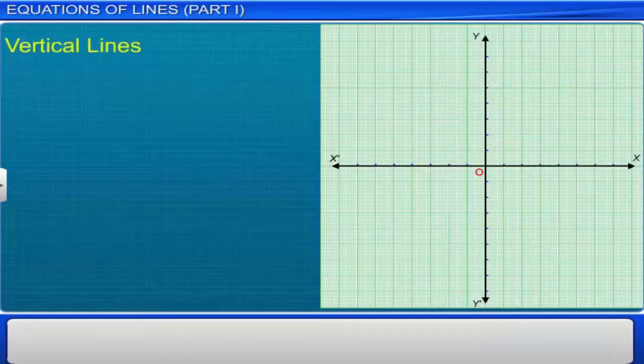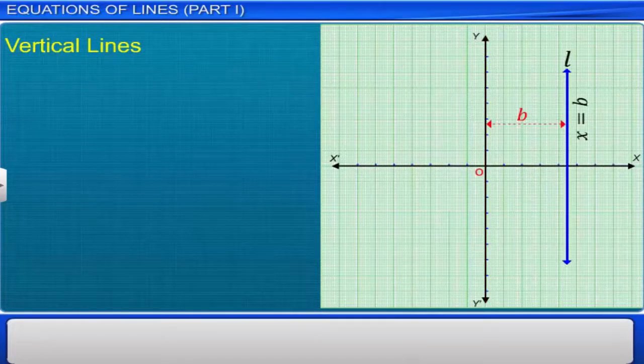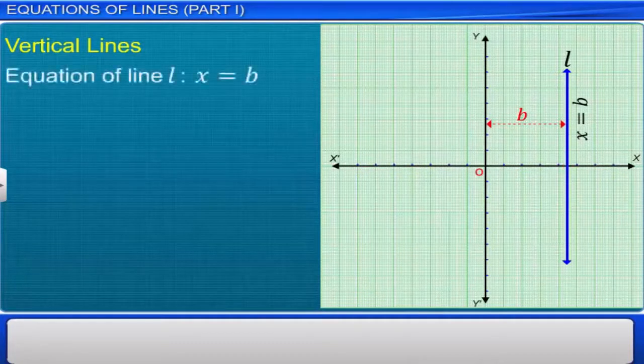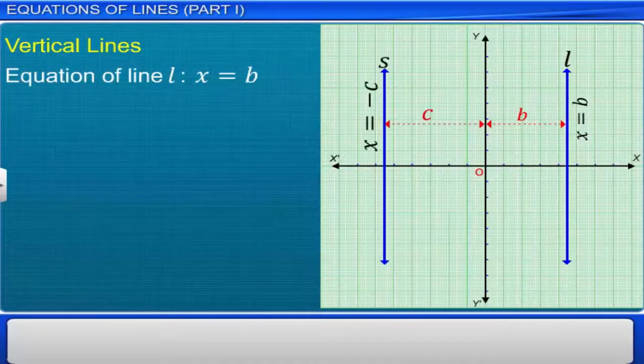Now let us find the equations of vertical lines or lines that are parallel to the y-axis. Consider a vertical line L that intersects the positive side of the x-axis at a distance b from the y-axis. The x-coordinate of every point on line L at any position is b. Thus, the equation of line L is x equals b. Consider another vertical line S that intersects the negative side of the x-axis at a distance c from the y-axis. The x-coordinate of every point on line S at any position is -c. Thus, the equation of line S is x equals -c.